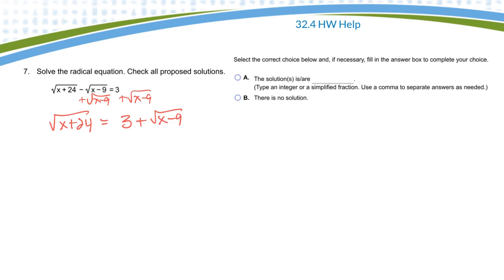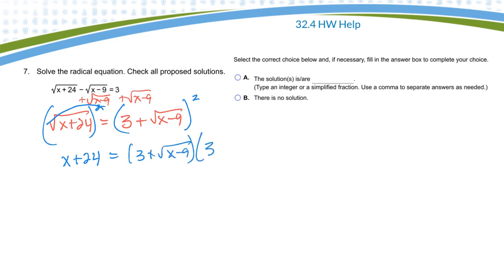Okay, now I can use the principle of powers, square this, and square this whole thing. Notice I don't square each thing individually. Incorrect. Got to square the whole thing. The square and the square root cancel. So I have x plus 24 is equal to, let's write out 2 of these, and then we'll FOIL them.